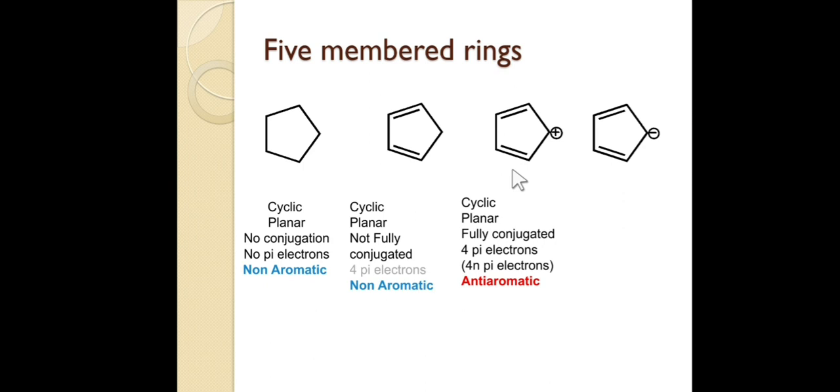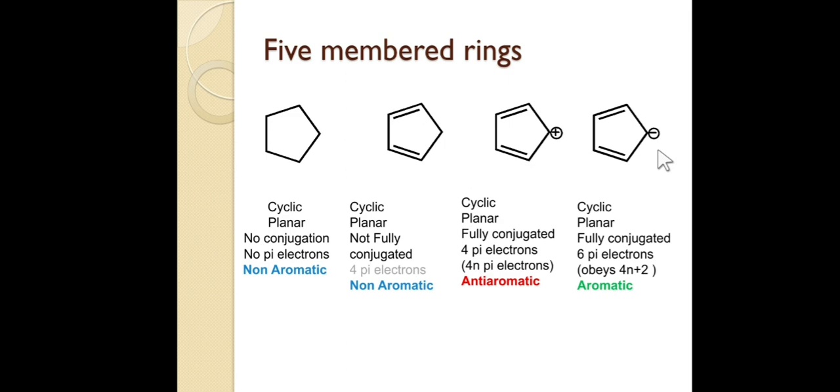The next one looks aromatic because it has 6 pi electrons. It is cyclic, planar, and also has a fully conjugated system. So the last one is aromatic, because it is cyclic, planar, fully conjugated and has 6 pi electrons: 2, 4 and 6 pi electrons. Therefore, it is an aromatic compound. It is obeying the 4n plus 2 pi electron rule. This is how we discuss anti-aromatic, aromatic and non-aromatic compounds.